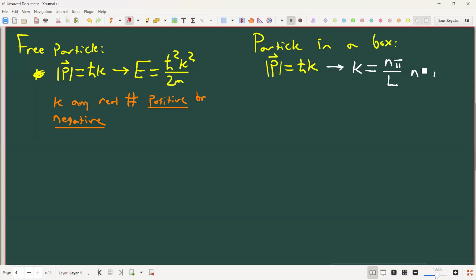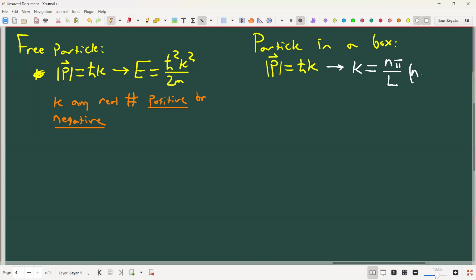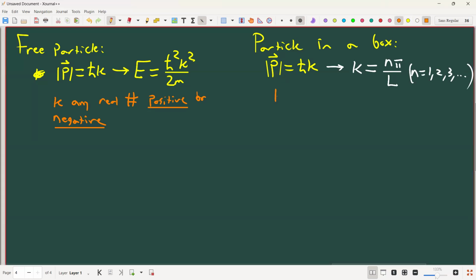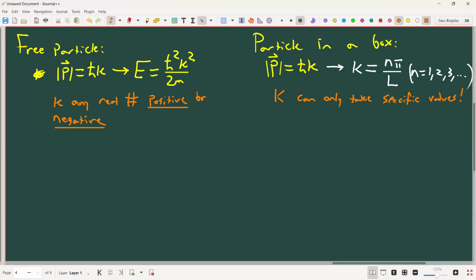And let me not use math notation. Sorry, guys. So n equals 1, 2, 3, dot, dot, dot. Right? So k can only take specific values. Not only are they specific, they're countable, right? I could say that there's the first one, there's the second one, the third one, the fourth one, and there's nothing else, right? You just go down that list. They're all countable. There's infinite of them, right? There's an infinite number of states.